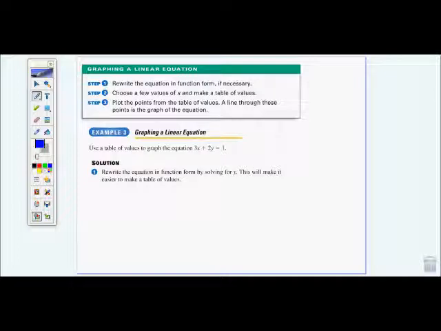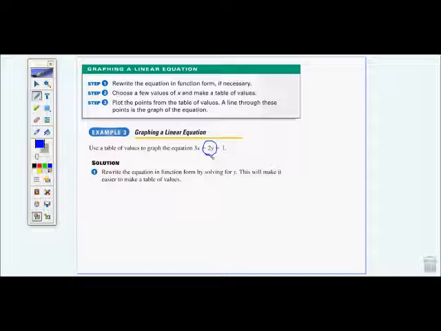So, to graph a linear equation, you first need to put it in function form, and then you can choose some values of x and plot the points from a table of values. A line through these points is the graph of the equation. So again, our equation here is 3x plus 2y equals 1. We want to make sure that we're going to isolate y. X is going to be our inputs, y is going to be our result.